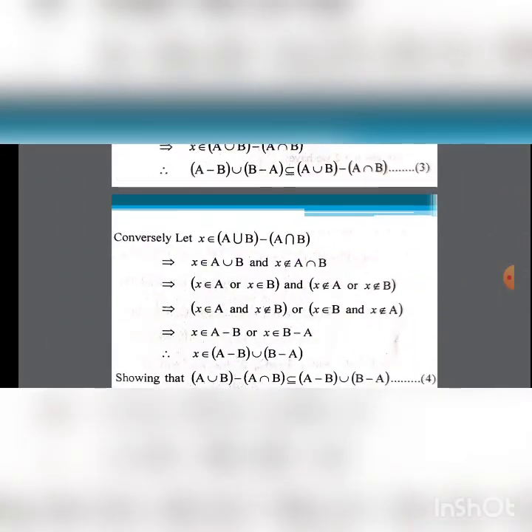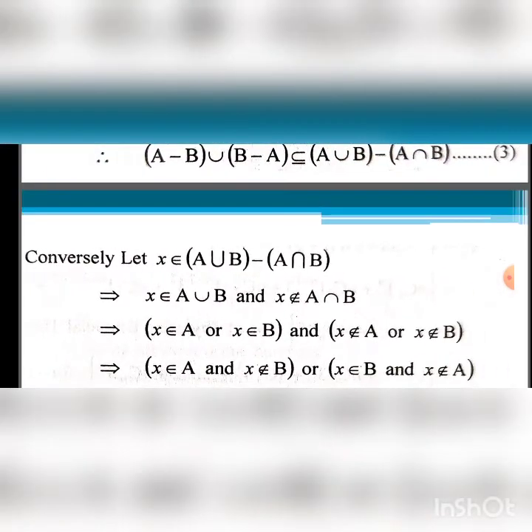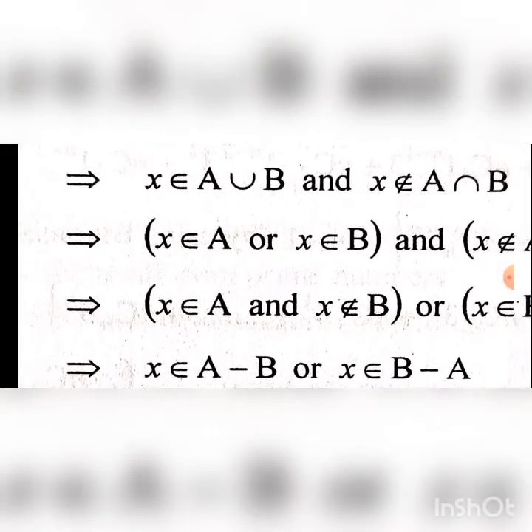Now conversely we take one element from right hand side. So let x belongs to A union B minus A intersection B. Okay, so by definition of complement, what do we get? x belongs to A union B and x does not belong to A intersection B. Okay, so what does this imply? x belongs to A union B means what? x belongs to A or x belongs to B, and x does not belong to A intersection B means what? x does not belong to A or x does not belong to B.